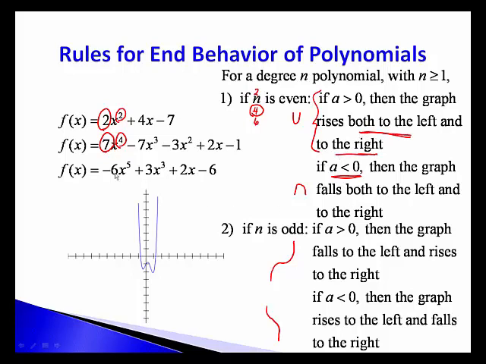And then our last one is a fifth degree polynomial, which means it has an odd degree, and its coefficient is negative. That means that by looking at that information right there without ever drawing its picture, I would predict that it rises to the left and falls to the right. Let's see if it does. Rises to the left and falls to the right. So these rules give you a picture of end behavior without even having the graph in front of you.